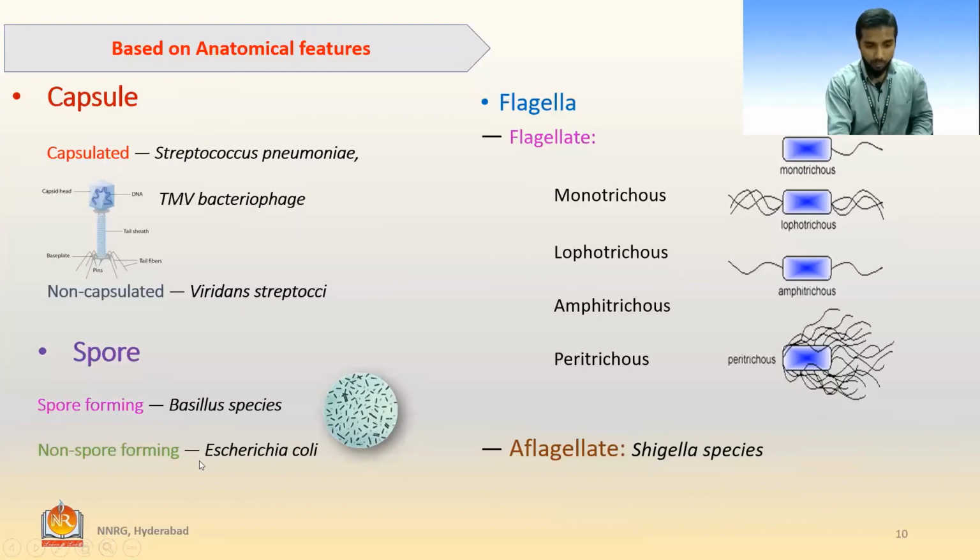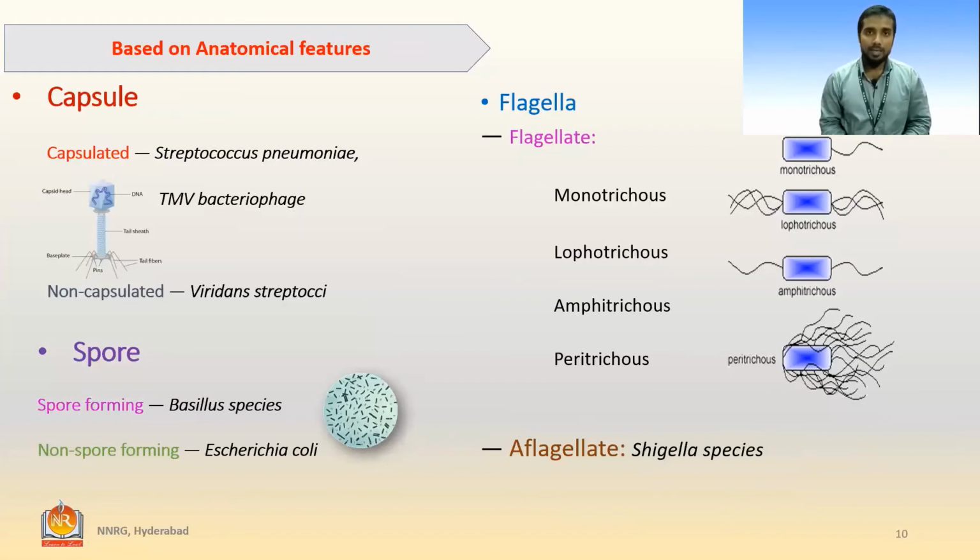So spore forming bacteria are Bacillus species. Okay, Bacillus species, Lactobacillus, Acidophilus, and all. And non-spore forming bacteria, that is Escherichia coli. And this is the image of spore forming bacteria. Next is flagella. These are the structures or the appendages that help in movement of the bacteria or swimming of a bacteria.